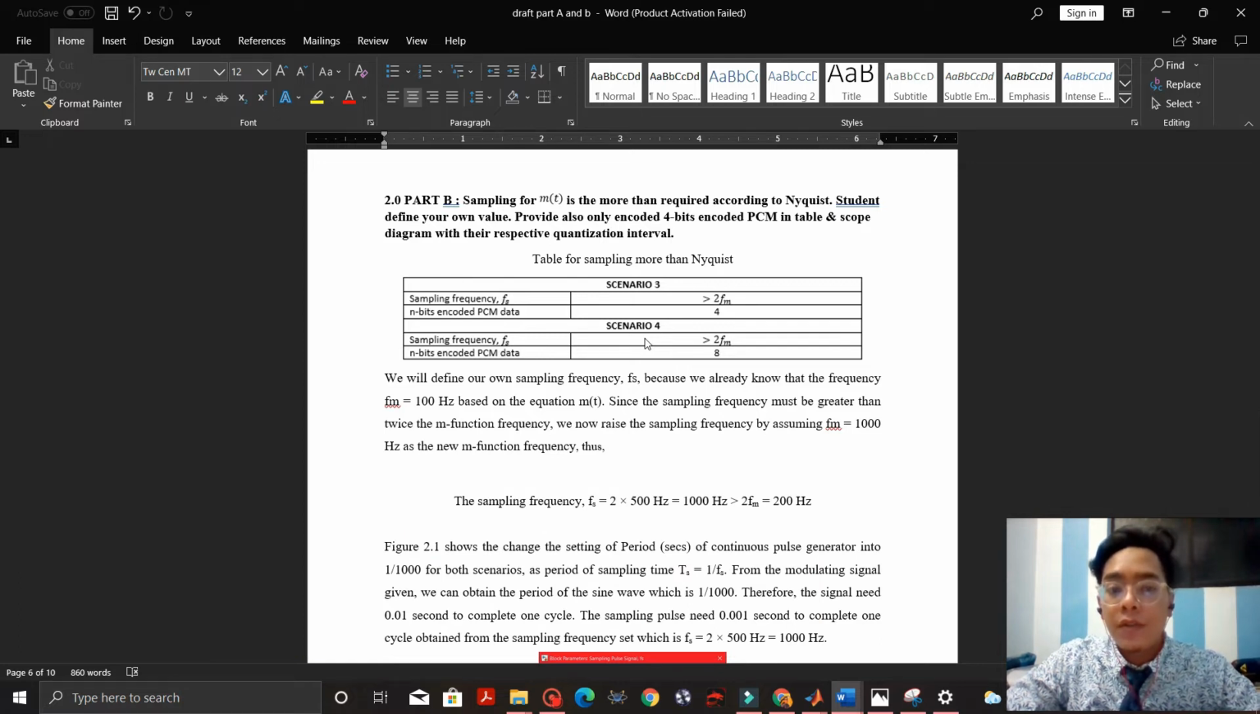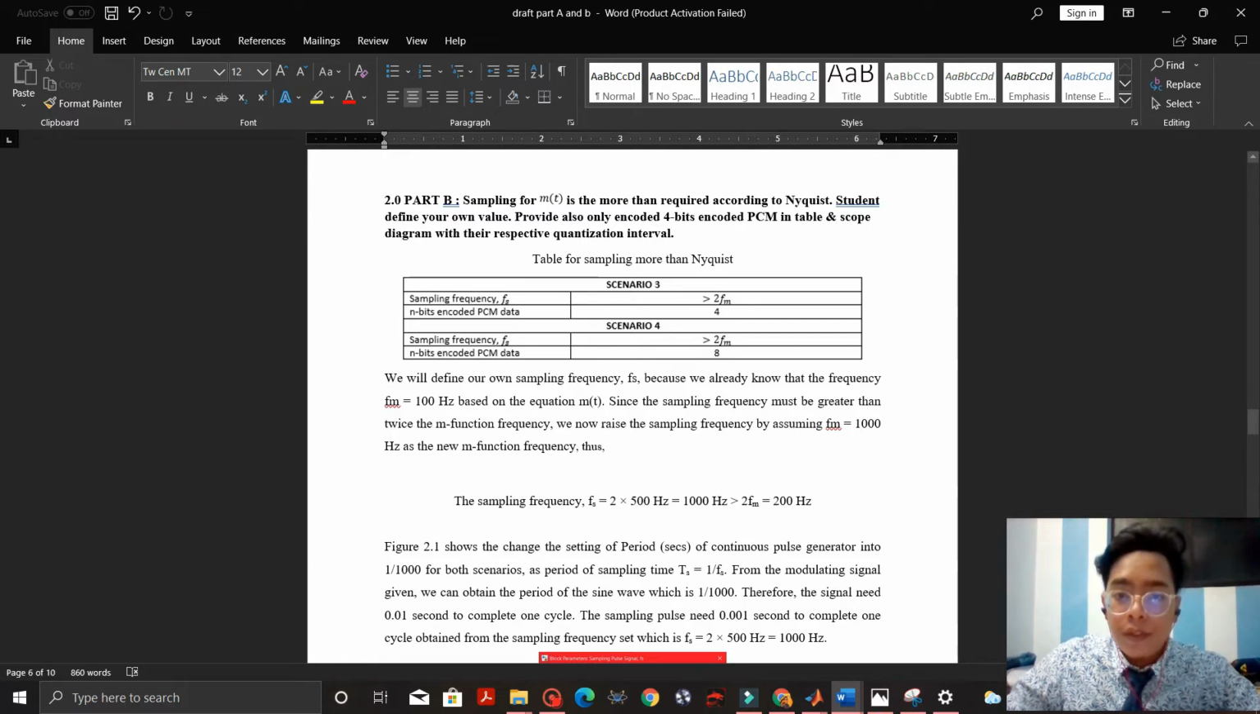Right, I'm going to proceed with part B. Sampling for MT is more than required according to the quiz. Students define your own value, provide only encoded 4 bits. Encoded PCM in the table and scope diagram with their respective quantization interval.